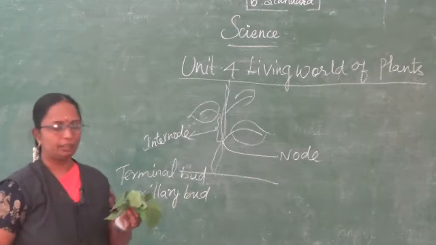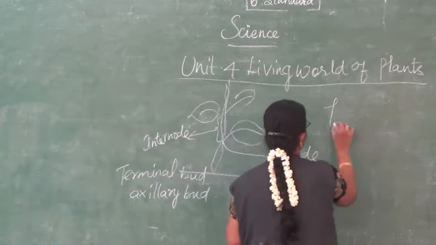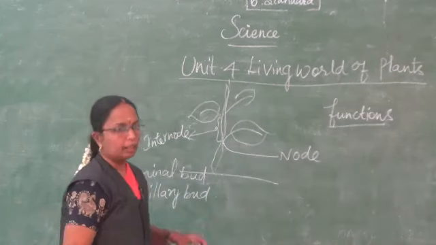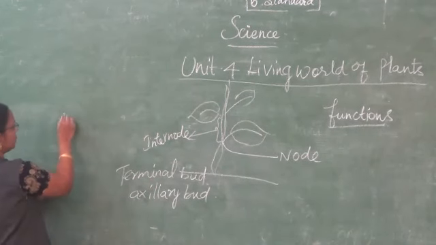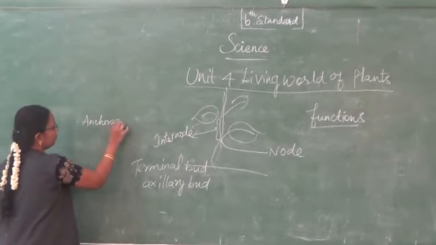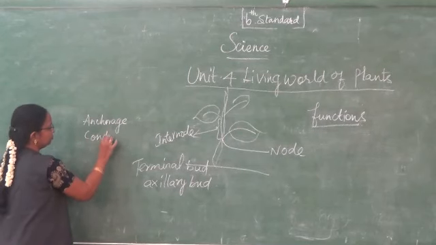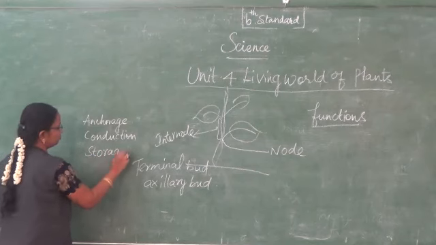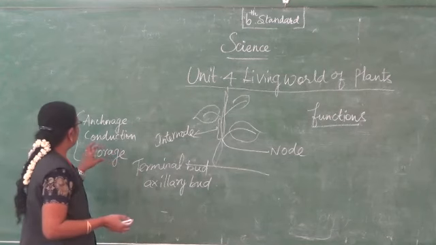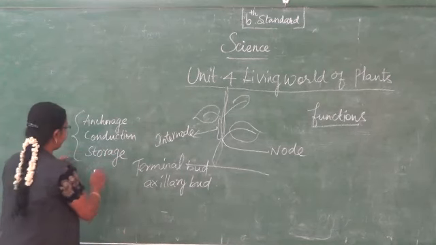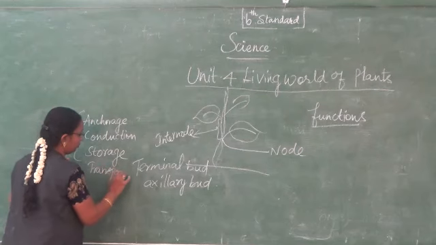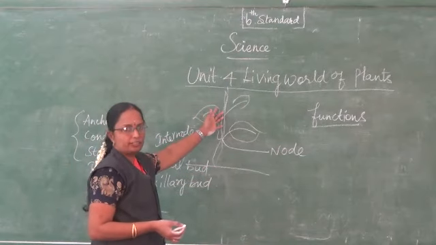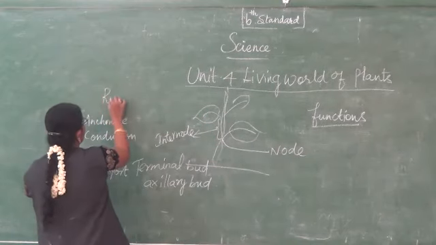Okay, then coming to the functions of the shoot system. As we know about the root, what are the functions? The anchorage or the fixation, then conduction, storage. So these are anchorage, conduction and transportation. It transports the water and the minerals which are present in the soil to the shoot system. So these are the functions of the root.